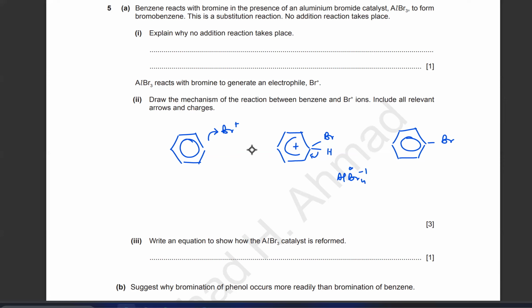Okay? And you add AlBr4 minus one, so you get HBr, or AlBr3 is formed. Okay? Is that clear? So we can show how the catalyst is reformed. So it's basically the H plus one that breaks away, and it joins with AlBr4 minus one and combines with it and forms HBr, and AlBr3 is formed back again. Okay? Clear?